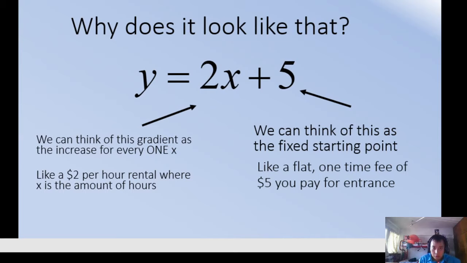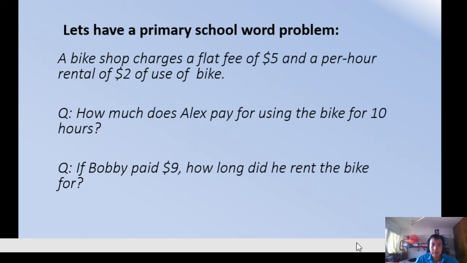So think about this. Let's say that $2 is the variable cost. It's like a bike rental where you pay $2 per hour. You can understand that. And 5 is like a fixed cost for renting a bike. Anyway, yes to Randall's question. So you can think about these two as a $2 per hour rental and a $5 flat fee that you just pay. Now let's take a look at the next slide.